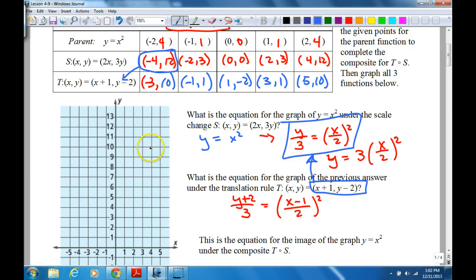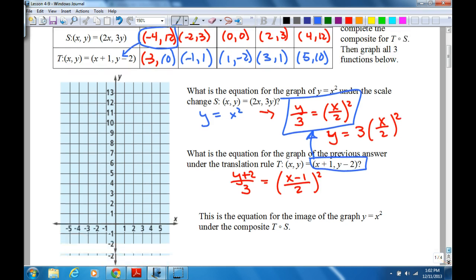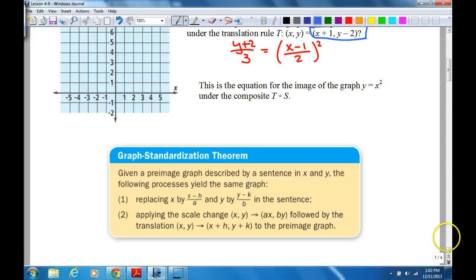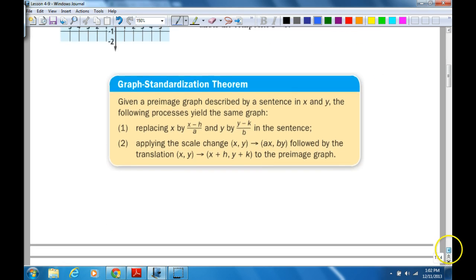I'm not going to take the time to graph this right now because I want to go on and do some other things with cosine and sine. But if you look down, this basically tells us what we just talked about. So if you have an image of a graph, it is replaced by what we just did. Your scalar change is the A and B. Your horizontal change is the H. Your vertical shift is the K. Okay? So let's turn the page.